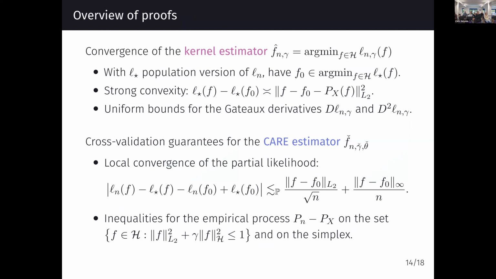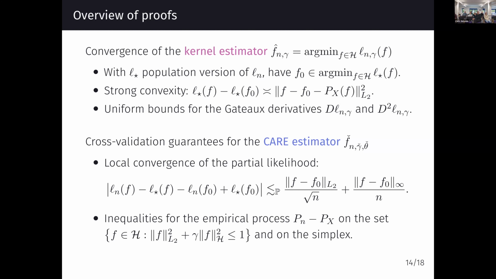Okay, maybe I don't need to talk too much about the overview of proofs. Essentially, the ideas are providing some bounds on the functional derivatives of the partial likelihood, along with the strong convexity properties I mentioned before on the population versions. Then all you need to do is make sure that the population likelihood is close to the empirical likelihood with high probability.